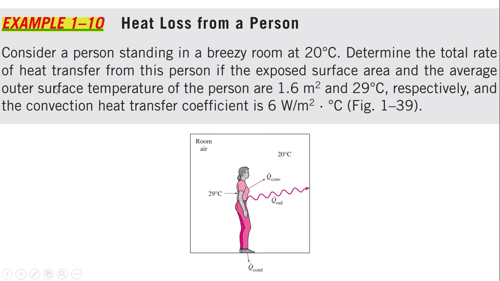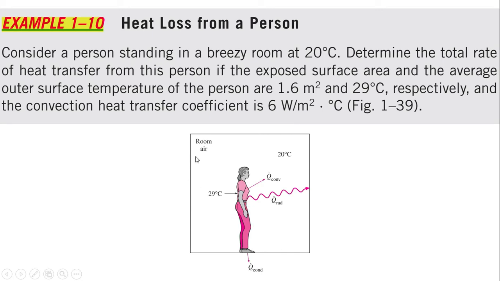Determine the total rate of heat transfer from this person if the exposed surface area and the average outer surface temperature of the person are 1.6 meter square as the surface area and 29 degrees centigrade as the body temperature of this person. And the convection heat transfer coefficient is given as 6 watt per meter square per degree centigrade, as you can see in this diagram.